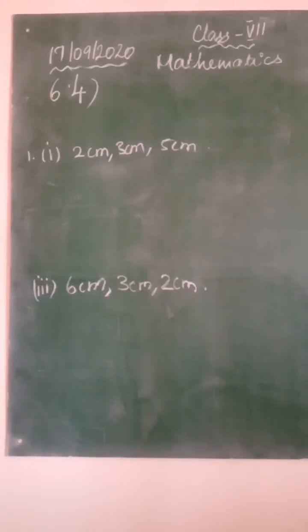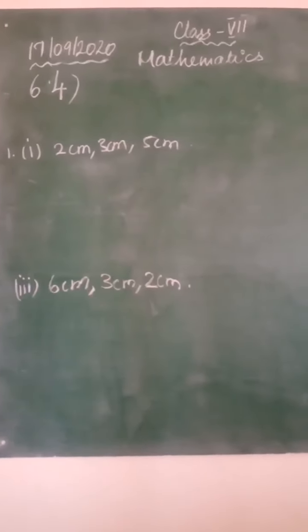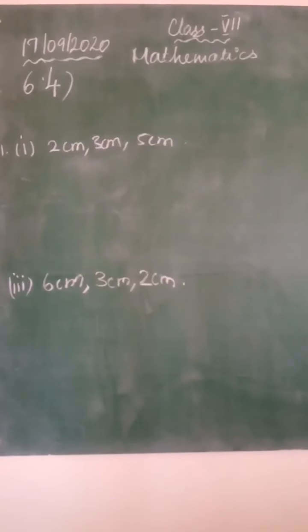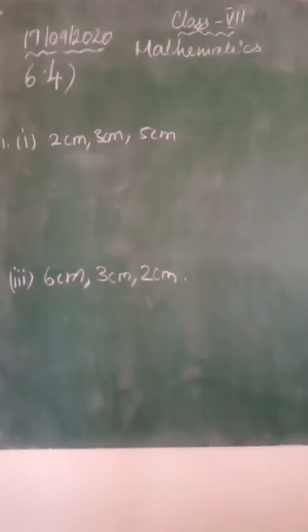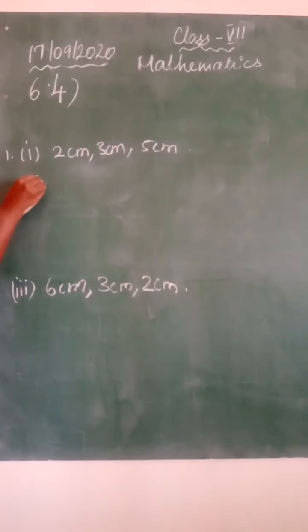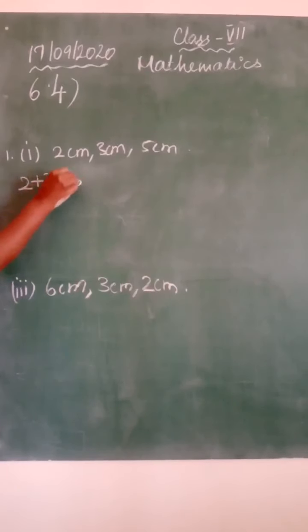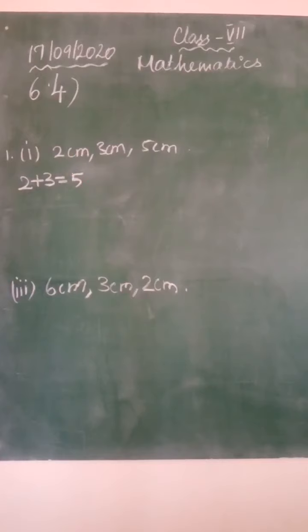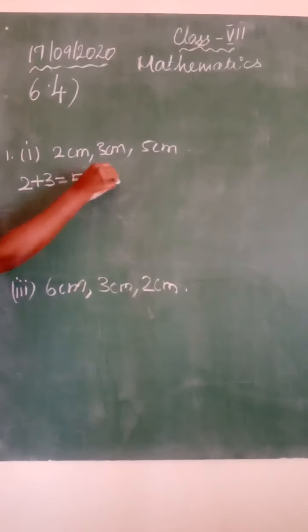Now let us look into the answers from exercise 6.4. Here we are going to find out whether we can draw triangles using the given measurements or not. Yesterday we solved one such problem in our classwork note. Now see, the numbers given are 2 cm, 3 cm and 5 cm. Let us start adding. 2 plus 3 is equal to 5. Is it greater than the third side? No, it is equal to the third side. So not greater than the third side.